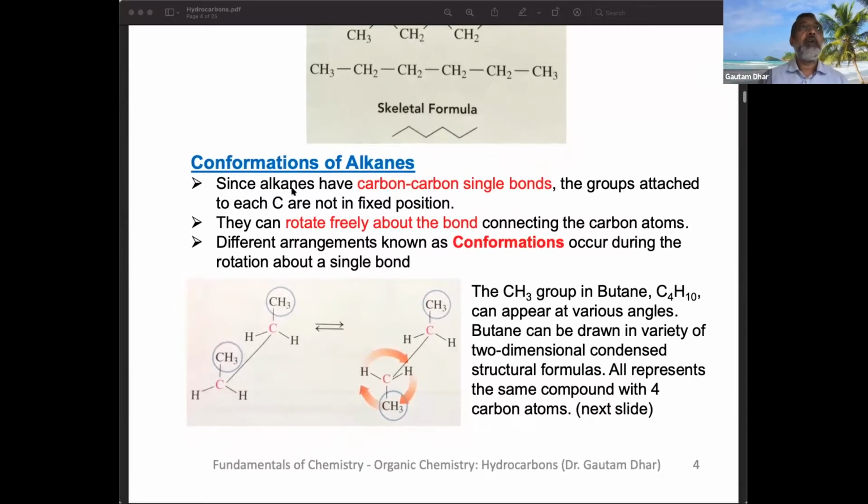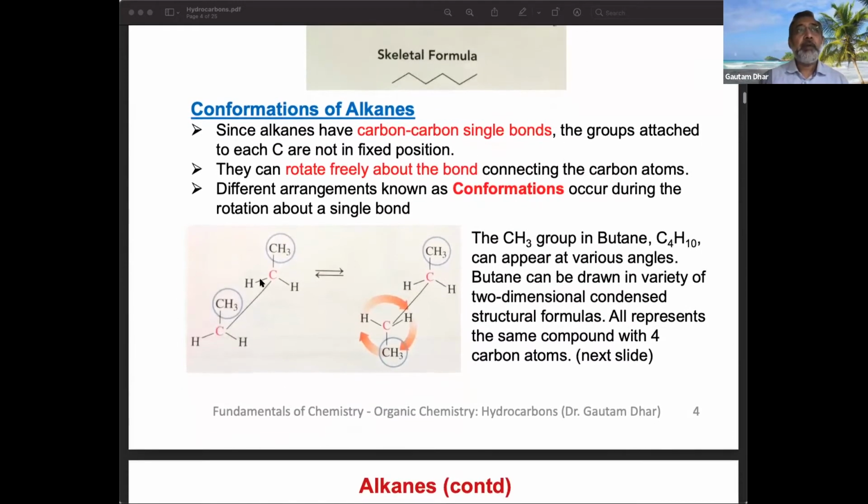So conformations. What is conformation? Now this carbon-carbon bond can easily rotate, okay? So there's an easy rotation. So if you look at this, when you are getting the different structures, each of these structures is called a conformation, as you rotate.